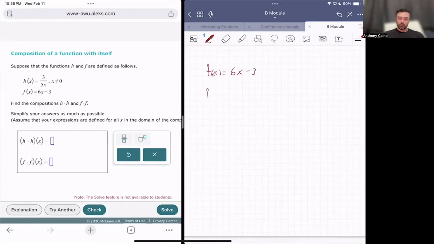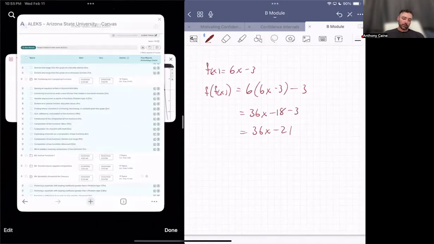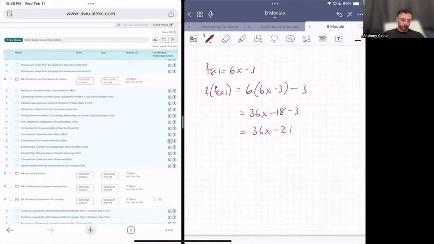Okay, fine. What is f of f of x? Well, it's 6 times f of x, minus 3. And what's f of x? It's 6x minus 3. Okay, so we can clean this up. It's 36x minus 18 minus 3, which is 36x minus 21. Anyway, so that's function composition with itself.